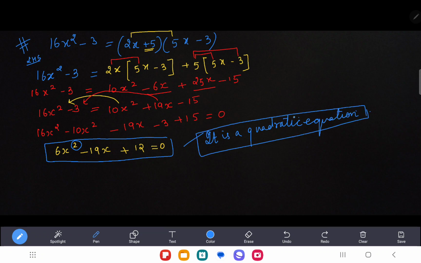Any doubts in this? Yes or no? Now the next question that we have to check again, whether it is a quadratic equation or not, is x plus 2 whole cube equals x cube minus 4. That's the question. So how do we actually check whether it is a quadratic equation or not?